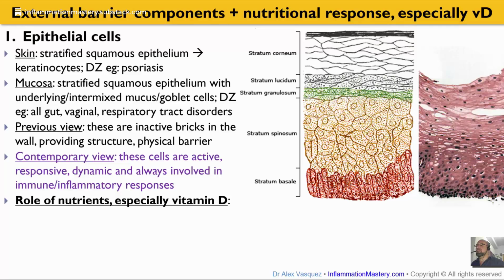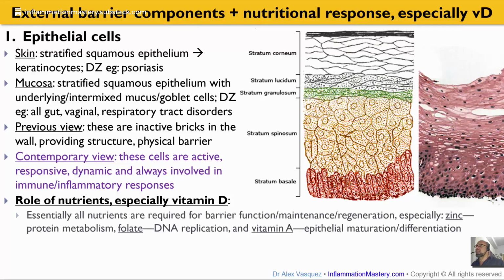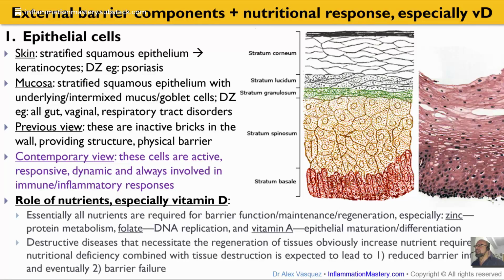So with the proliferation and maintenance of these tissues, all nutrients are important, but we're going to focus here especially on vitamin D. So again, essentially all nutrients are required for barrier function, maintenance, and regeneration, especially zinc, which is important for protein metabolism, folate, which is necessary for DNA replication, and vitamin A for epithelial maturation and differentiation. Destructive or infectious or inflammatory diseases that necessitate the regeneration of tissues obviously increase nutrient requirements. Nutritional deficiency combined with tissue destruction is expected to lead to, first, reduced barrier integrity, and secondarily to barrier failure. Now let's look at some specific information related to vitamin D.